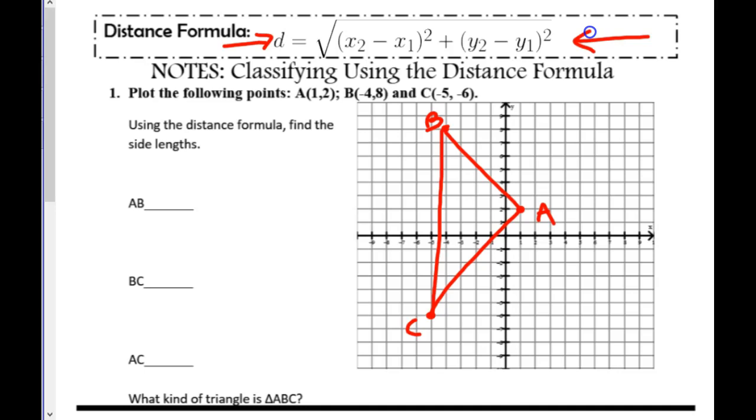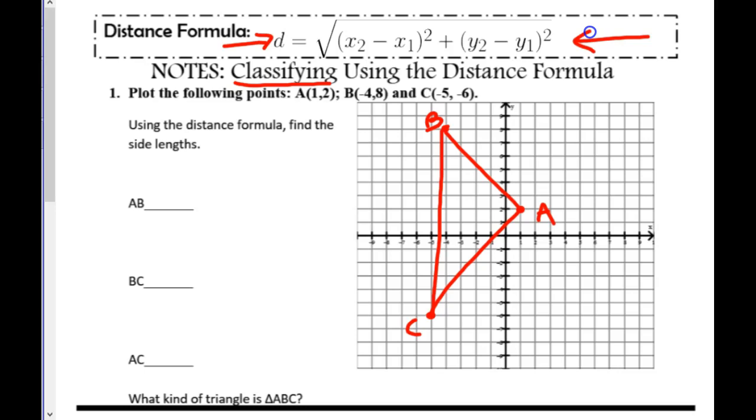Now, for classifying, we've done this the last couple of days. Classifying is when you tell me, is it acute, obtuse, right? Is it scalene, equilateral, isosceles? The best way to know that when you have plotted points is you need to use your distance formula. Okay? I don't know off the top of my head if these sides are the same. They look like they could be. They're kind of close together. But distance formula will tell us for sure. So, for all three sides, we're going to use distance formula so we can classify it.